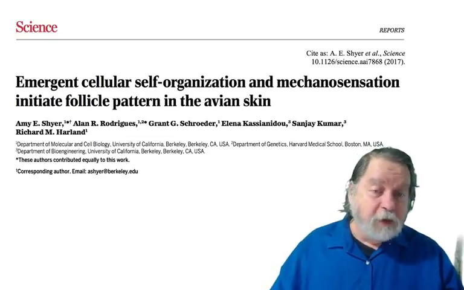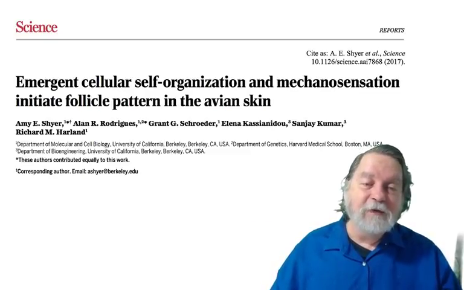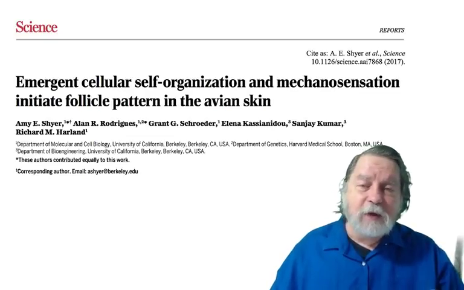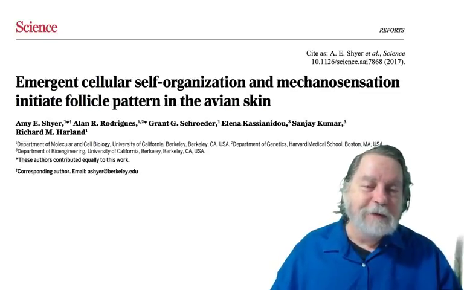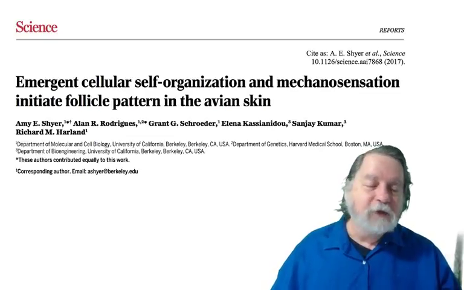I'll give you the short answer first, and the short answer is it's a combination of genes. Yes, genes play a role, and environmental stressors. So yes, the environment is also important in specifying this pattern. Both components are necessary. Also, I have to say that when I see the words emergent cellular self-organization in the title of a paper, I tend to read it. It's the kind of thing I really get into. Okay, so let's talk about the system.